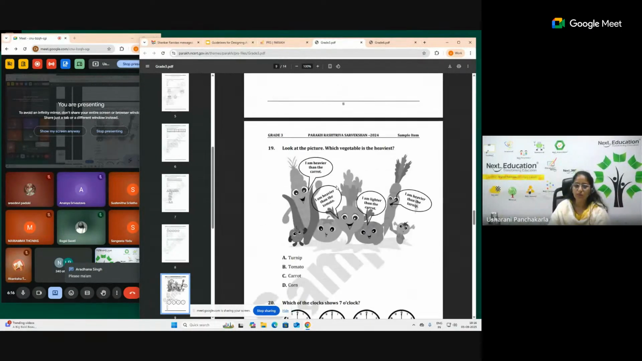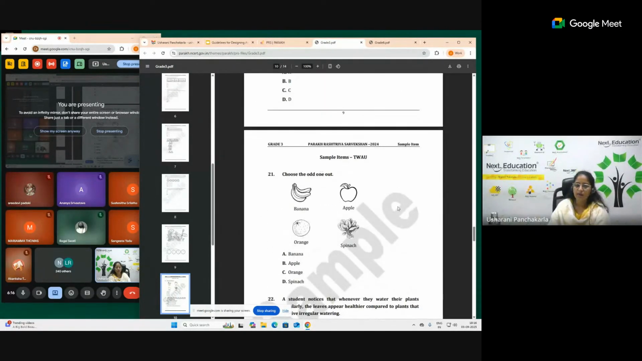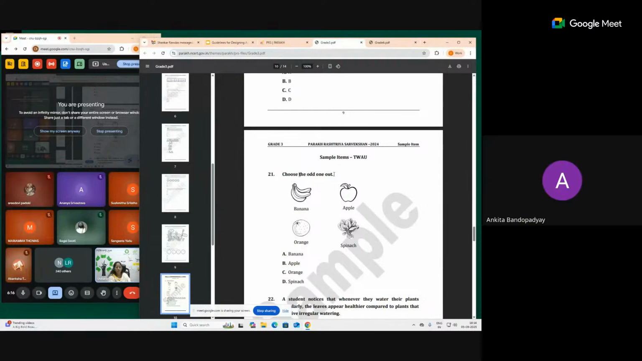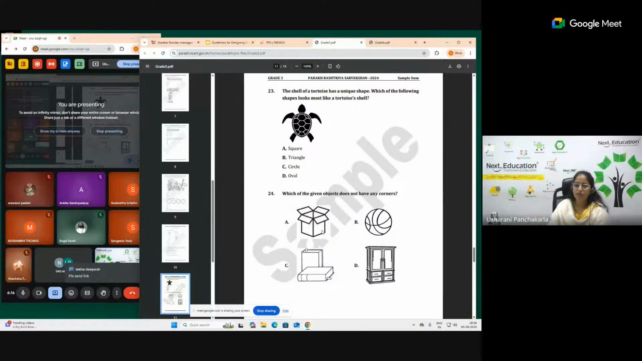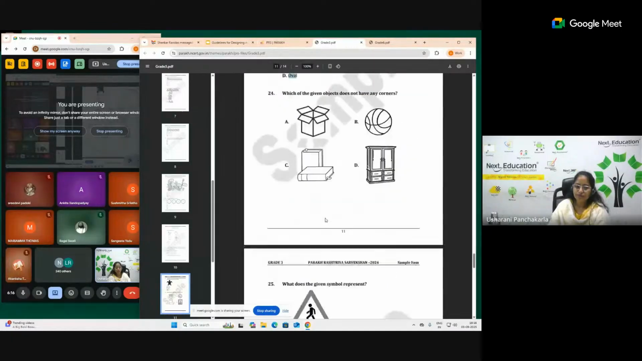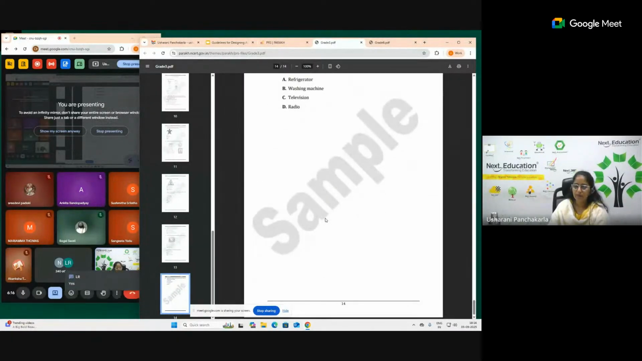Here is one more, and here you can see the EVS questions. Look at the picture: which table is the heaviest, which clock shows the time, and then you have odd one out, and there are scenario-based questions. So these are the different patterns of questions. Which of the given objects does not have any corners? Here all of these have corners, this doesn't, and here we are identifying shape. What is the shape of this shell? That is oval. So this way you have some sort of questions being asked, right?